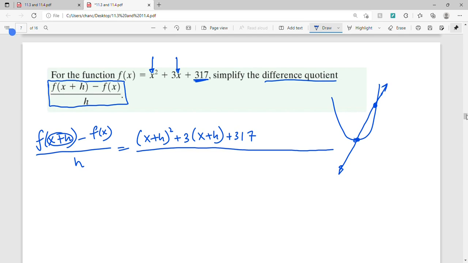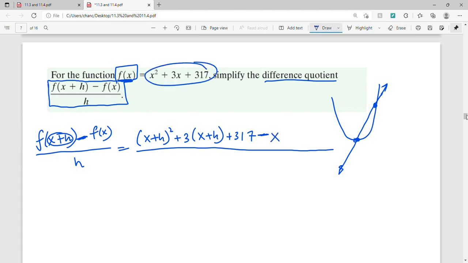That's just the first part. That's the f of x plus h part. Now we have to subtract f of x. What's f of x? Well, f of x is this. That's the whole thing. That means I need to take the whole thing and subtract it.